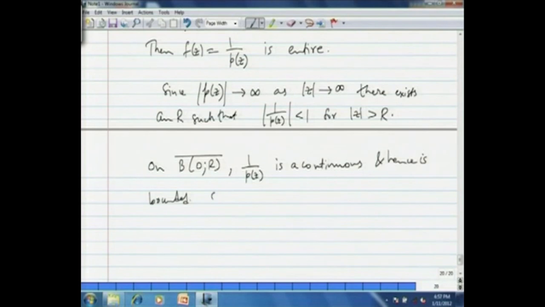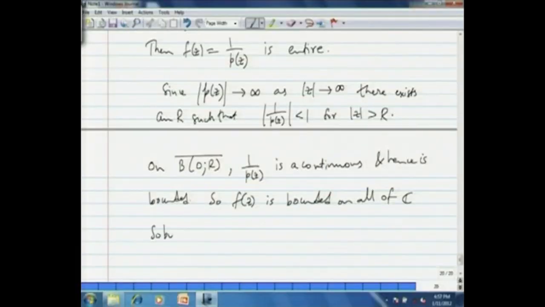And so, f of z equals 1 by p of z is bounded on all of C. It is bounded by some number capital M in B 0 R bar, and it is bounded by 1 outside of B 0 R bar. So, the maximum of M and 1 will be the bound for f of z on all of C. So, f of z is bounded.